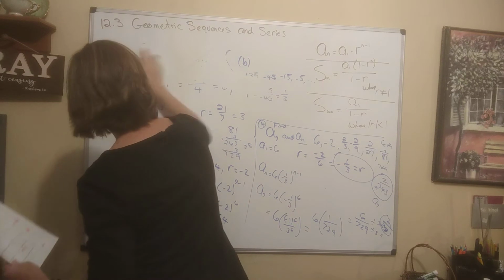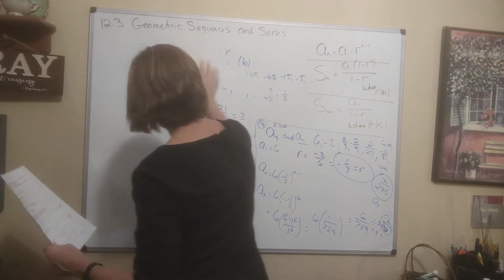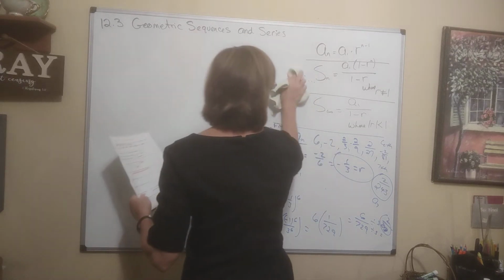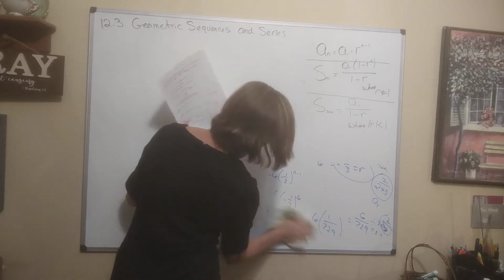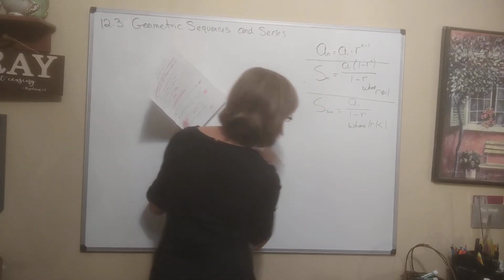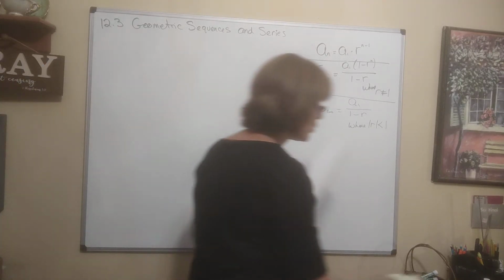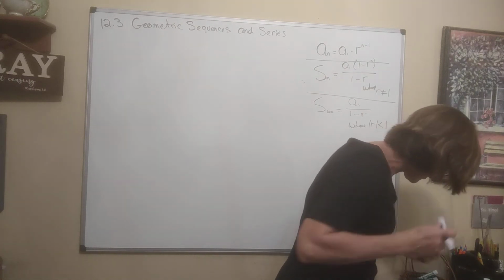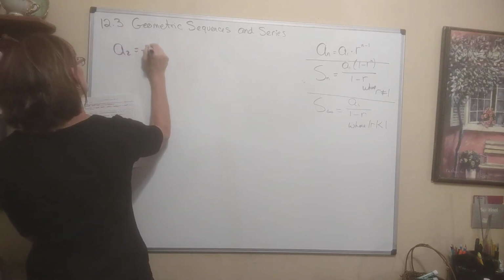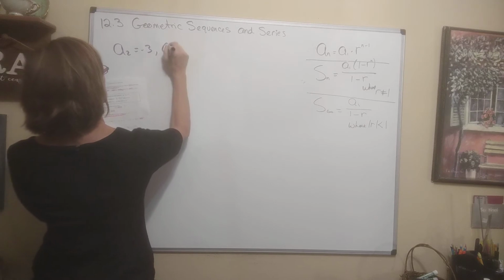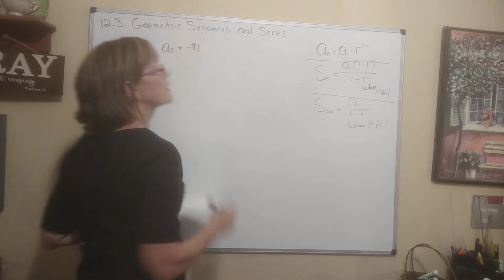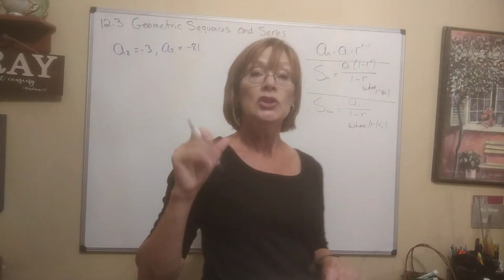Okay, so now they gave us some other conditions, and we can use formulas or we could use reasoning. Both of these would work, even in this example, because the terms are not that far away. If the terms were really far away, then I would definitely go for the formulas. So we've got choices still. Let's see, number 5 says a sub 2 is negative 3, and a sub 5 is negative 81.